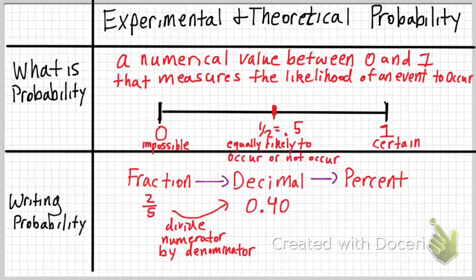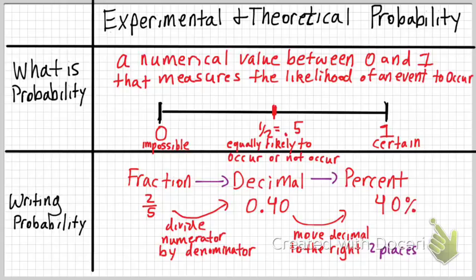And then if I want to convert this to a percent, I'm going to move the decimal 2 places to the right. And so this would end up being 40%. So let's look at an example.